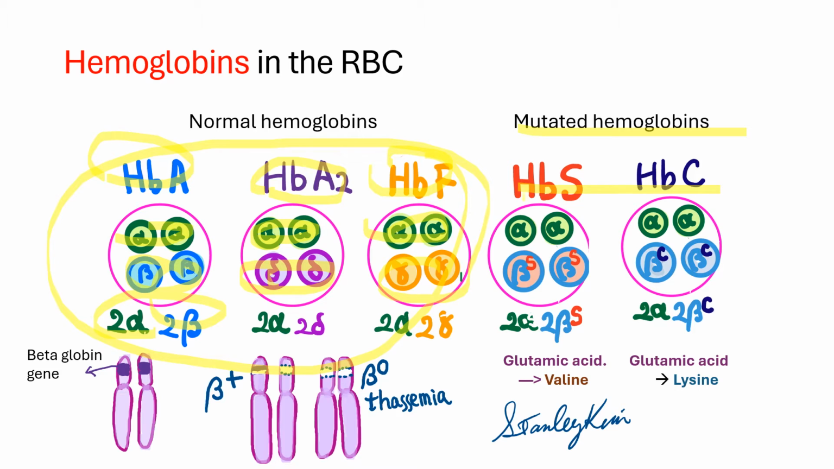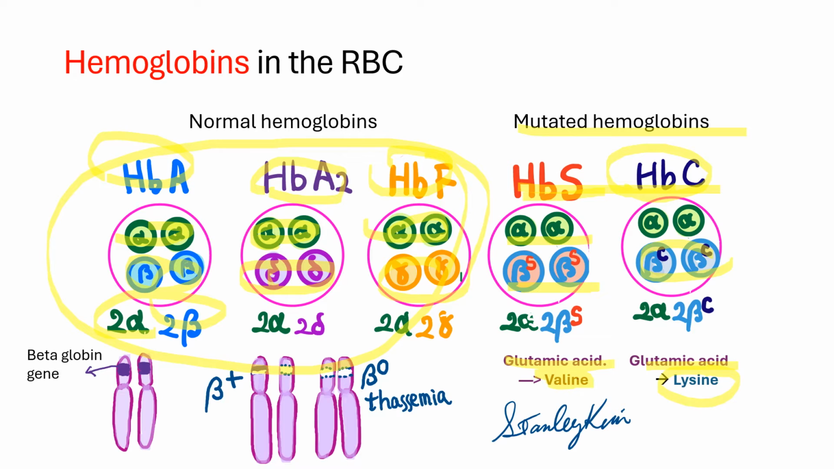Hemoglobin S has 2 alpha globins and 2 mutated beta globins, and we know at codon number 6 the glutamic acid was replaced by valine. Similarly, in the hemoglobin C, the beta globin at number 6, the glutamic acid is replaced by lysine.